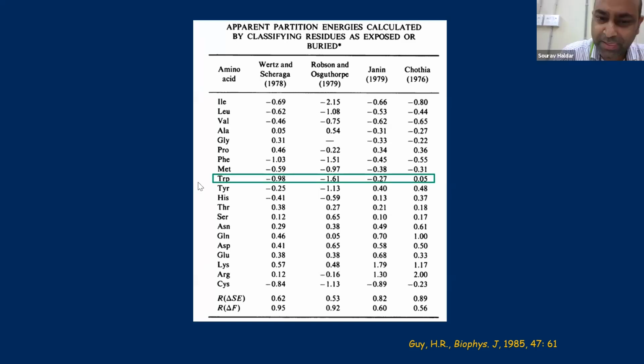For example, tryptophan in one of the scales will be found as most hydrophobic, whereas in some scales it will be found moderately hydrophobic. So where do you place tryptophan, right? Similarly, there will be some other amino acids which will not have a unique position in all the scales.